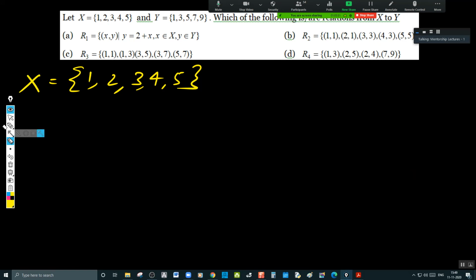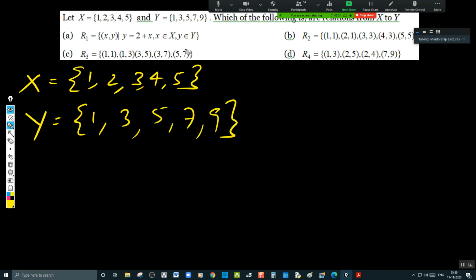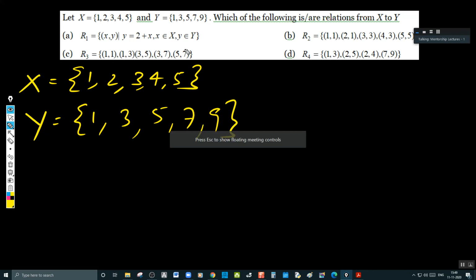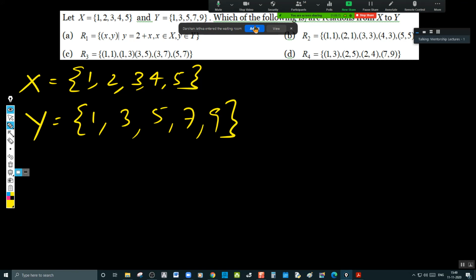So let me do this problem. X is equal to 1, 2, 3, 4, 5. And Y is equal to 1, 3, 5, 7, 9. Which of the following are relations from X to Y? First of all, understand. Relation from X to Y means, for example, if I have taken some x comma y as a relation, let us understand the definition first. Every one of you, understand the definition I'm writing here.